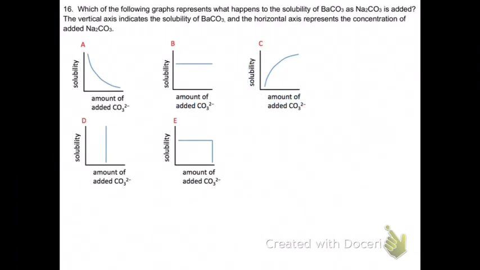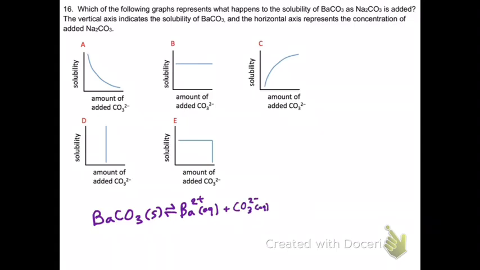In this problem, we're looking at what happens to the solubility of barium carbonate, so that's BaCO3, as we add in this common ion. So first, let's write out the reaction. This, we're looking to see its solubility. We're looking at it splitting into barium 2+ and carbonate, CO3 2-.